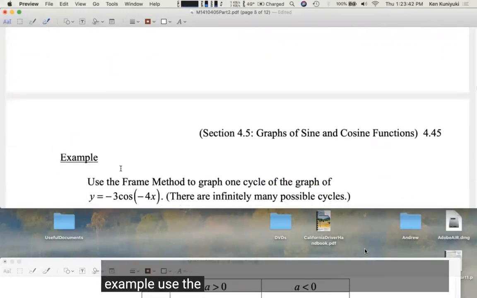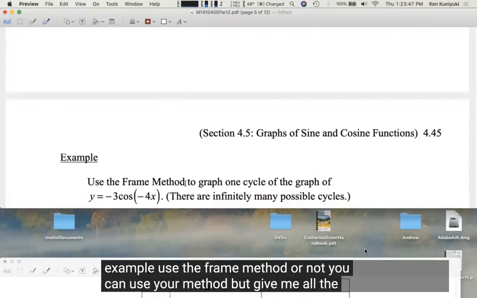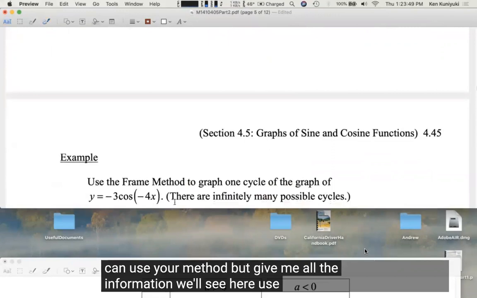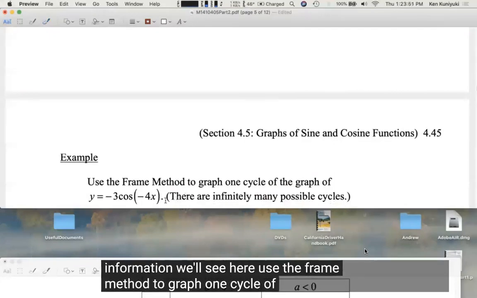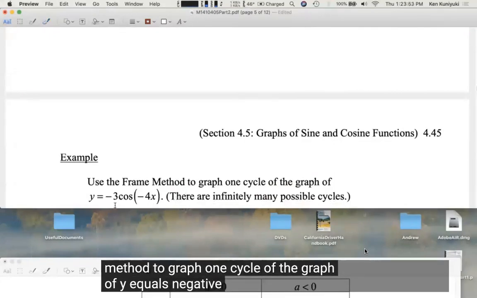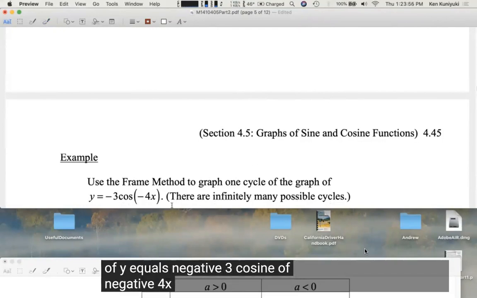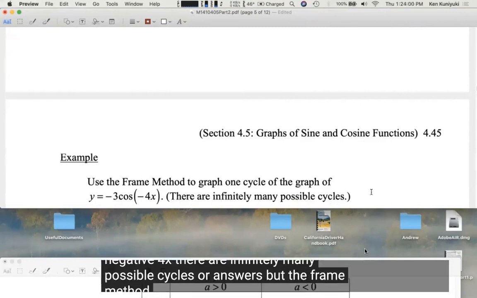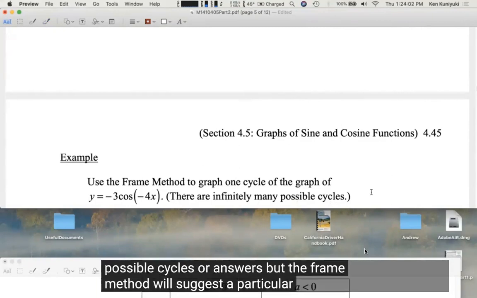Example: use the frame method, or not, you can use your method, but give me all the information. Use the frame method to graph one cycle of the graph of y equals -3 cosine of -4x. There are infinitely many possible cycles or answers, but the frame method will suggest a particular cycle.